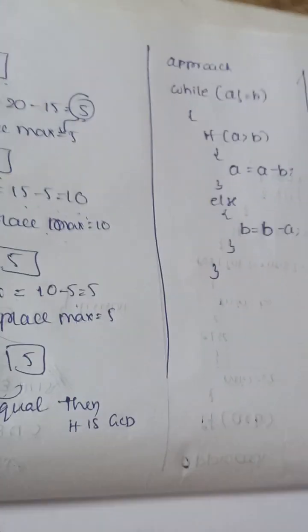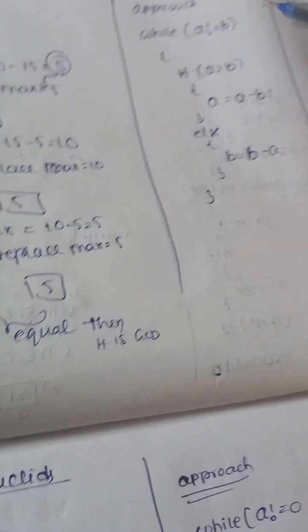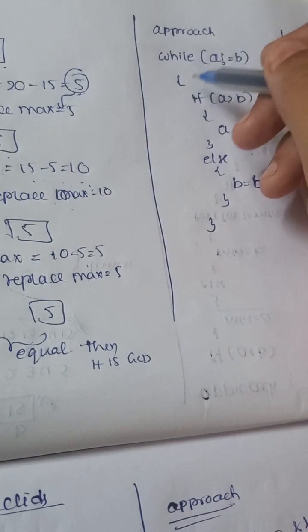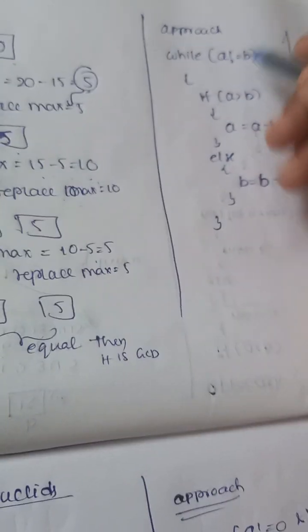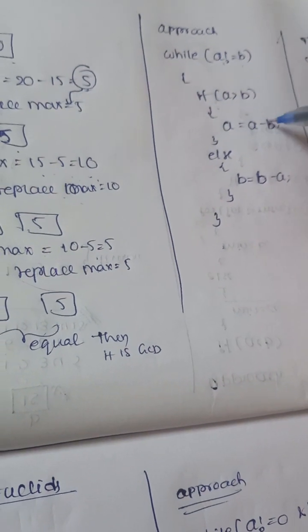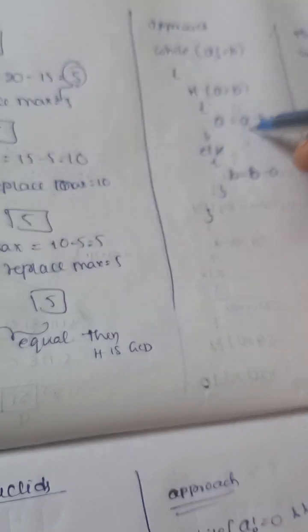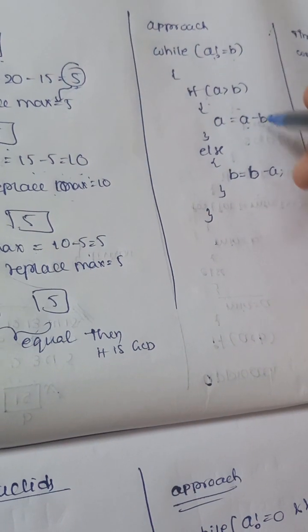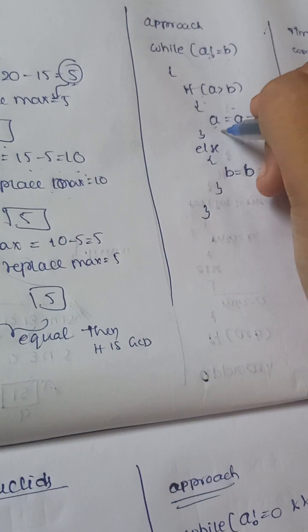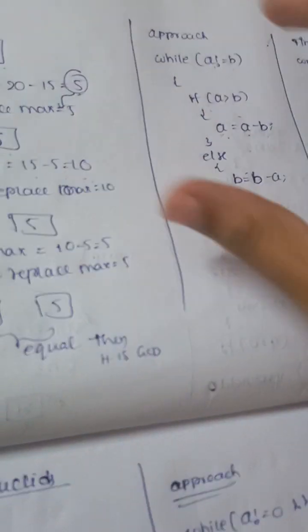So how to find this? First we have to make this loop iterate, so we take a while loop, right? This loop iterates until both the numbers are equal. So while A not equal to B, if A greater than B, then take the difference between the max and min number and replace the maximum number with this difference, else the reverse. So this is the approach.